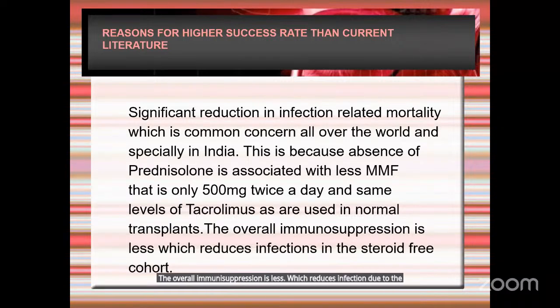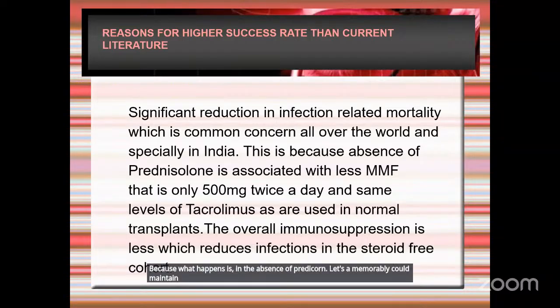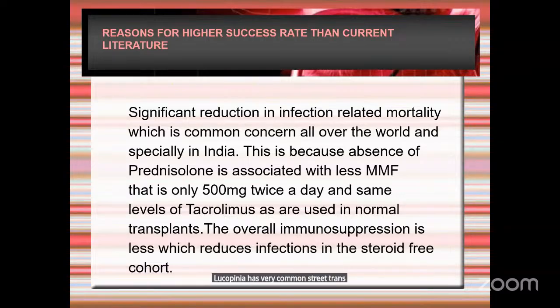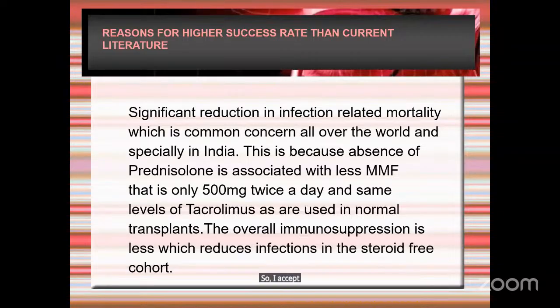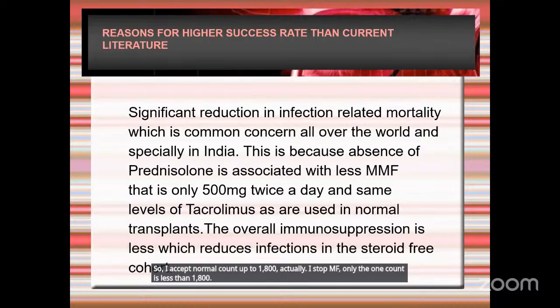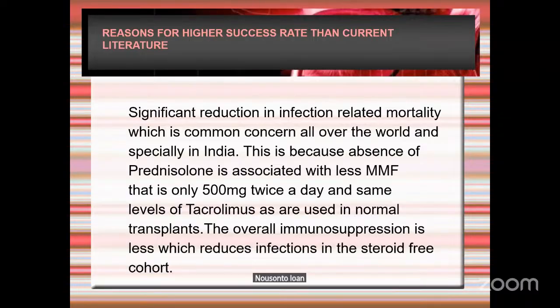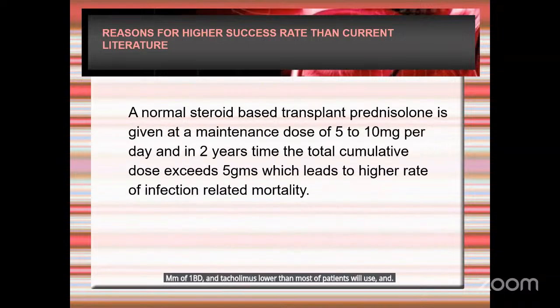Tacrolimus is less because, in the absence of prednisolone, less MMF is required to maintain the MPA levels. Leukopenia is very common in steroid-free transplants. If you take a count of 3,000, almost all patients will be leukopenic. So I accept a normal count up to 1,800 actually. I stop MMF only when the count is less than 1,800. So: 0 prednisolone, MMF twice daily, and tacrolimus lower than most people use.